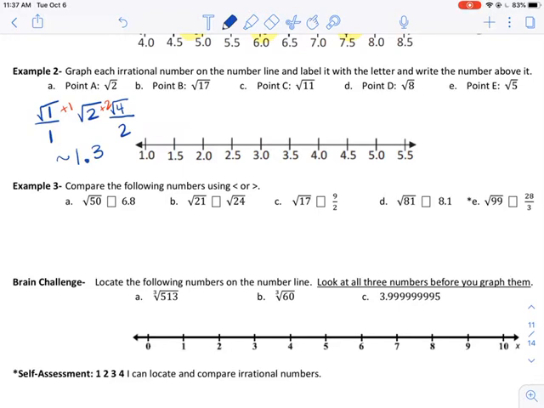When you put it on a number line, please be careful and check how it's labeled. I noticed that it's 1.0 and 1.5. Some people will be tempted to think this is 1 and this is 2, so they'd put it there. That's actually wrong. It's 1.3, so it's going to be just a little more than halfway between 1 and 1.5. So there's my A. Now let's go ahead and do point B.